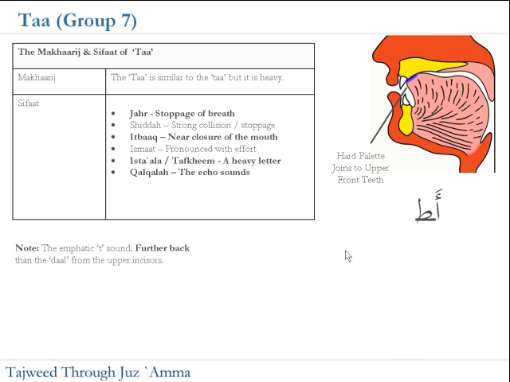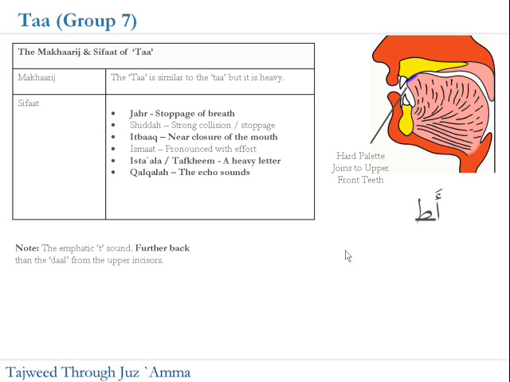Then we have the emphatic ta. This is very similar to the ta, except we call it emphatic. It's more pronounced, and essentially it's the heavy version of the ta. It has a stoppage of breath, i.e. there's no hams, and if we say alto, it's echo, and it's got near closure of the mouth.